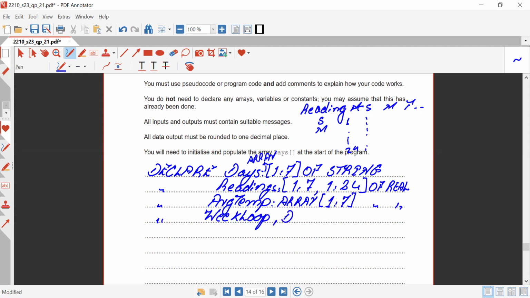Day loop, because we need to take out 24 readings for the day and 7 for the week. So that is what we are writing over here. Okay. Then it will be of integer data type.